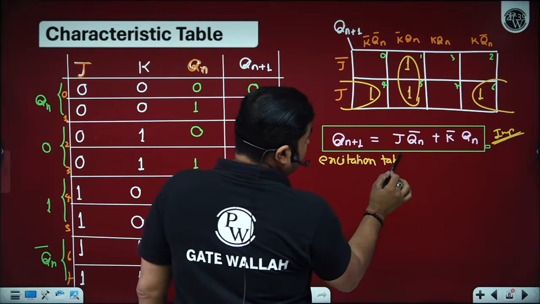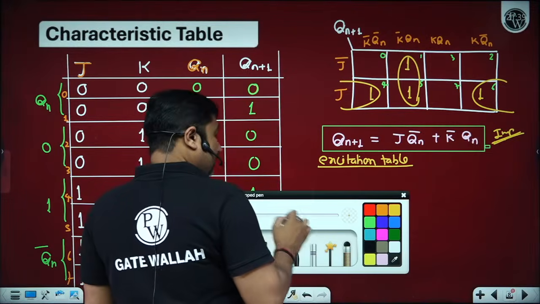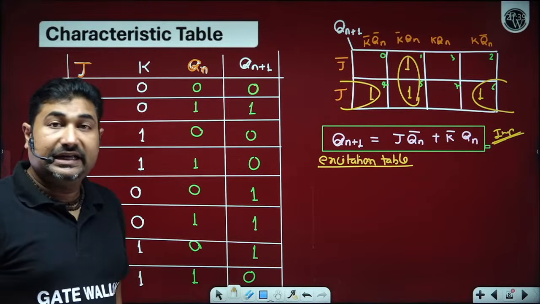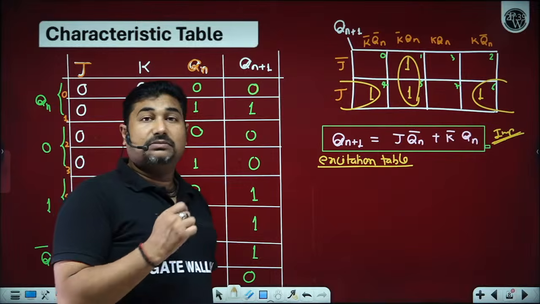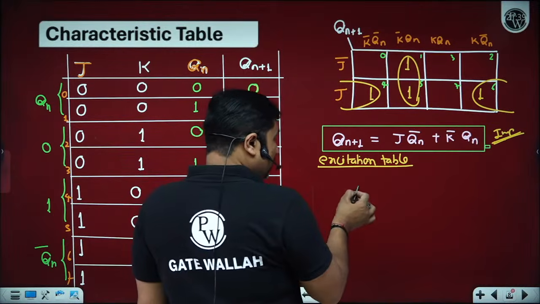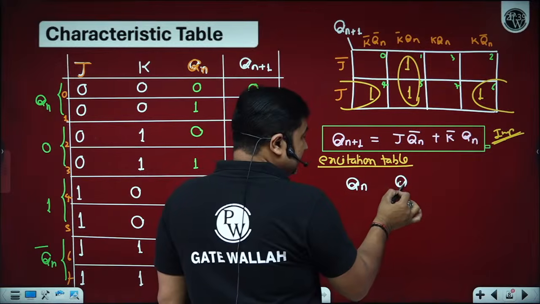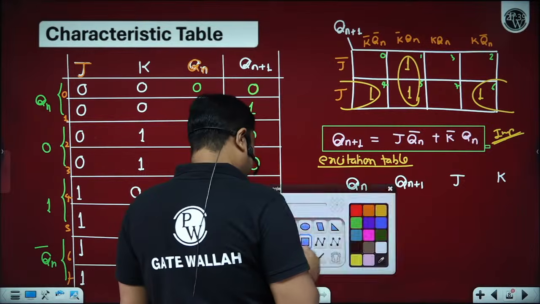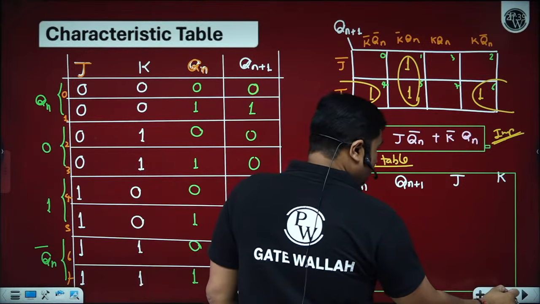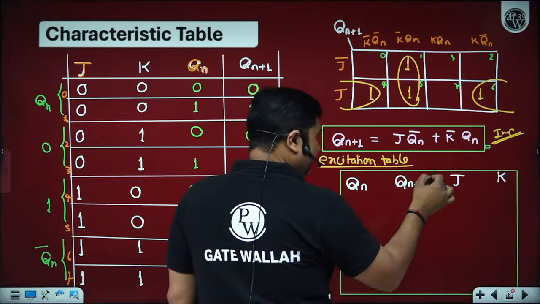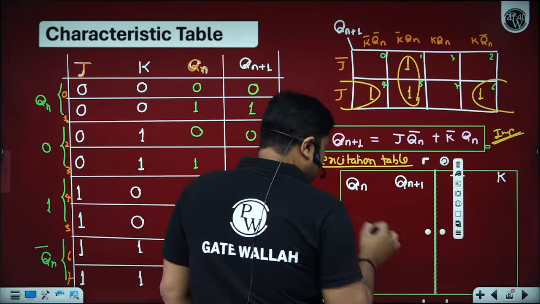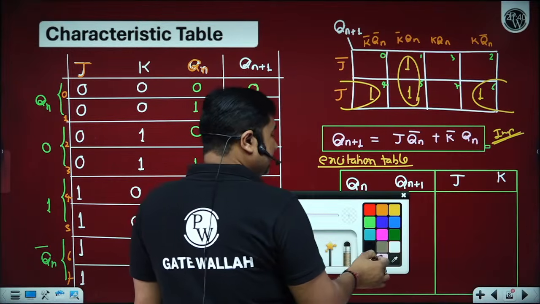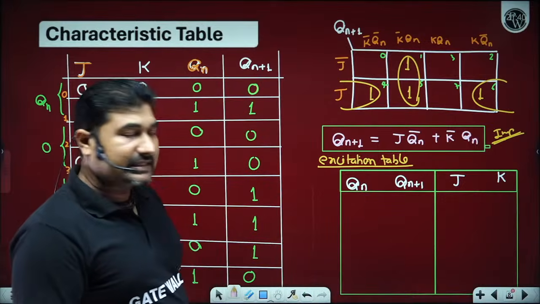Excitation table is the table which indicates excitation needed in order to get desired next state from the available present state. So, present state Qn, next desired state Qn plus 1. Based on that, we can find the excitation needed onto the J and K in a JK flip-flop. Great. Now, please observe how many possibility of present state and next desired state.